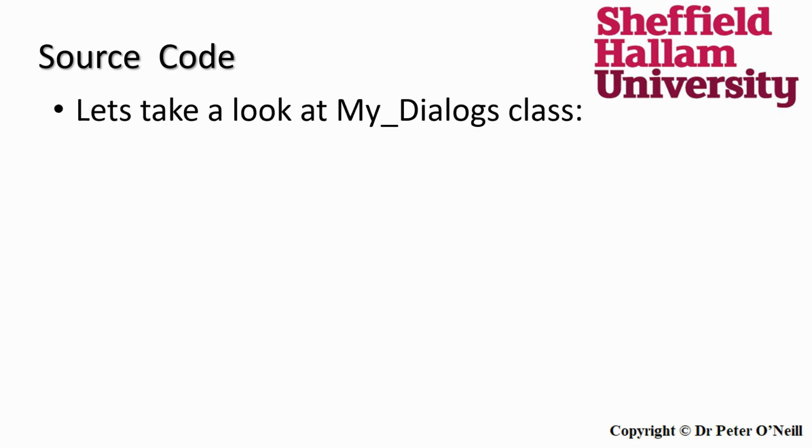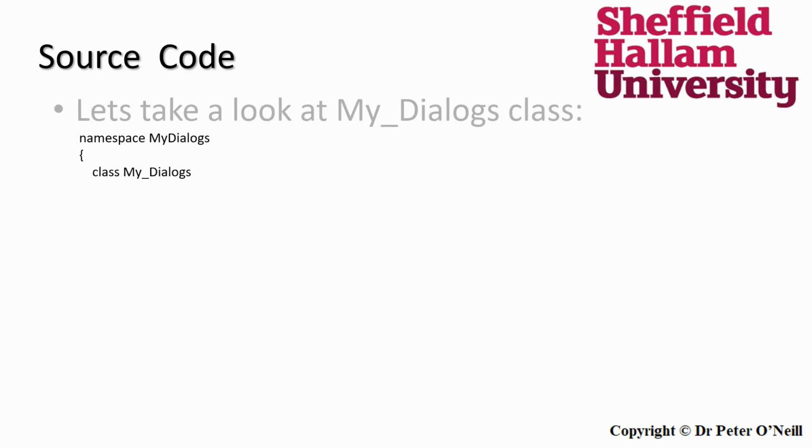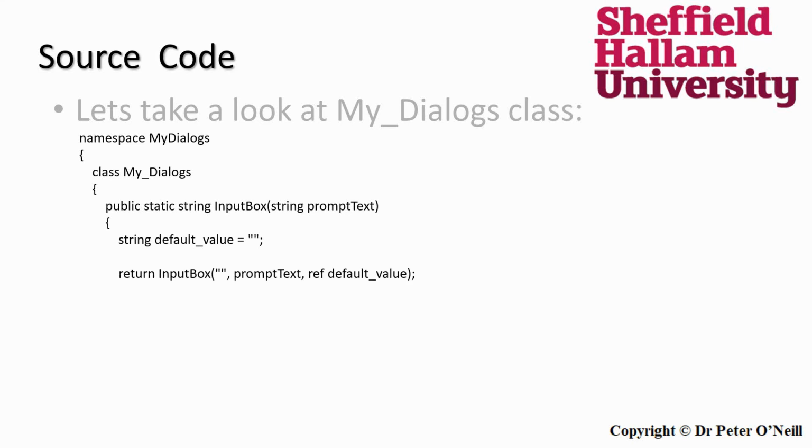So now let's have a quick look in a code type of way. Let's take a quick look at my dialogues class, a very simple class. The namespace is MyDialogues. We've got an open curly bracket, and then we've got the class MyDialogues. Inside there we've got a method that's, notice, public static string InputBox, string prompt.